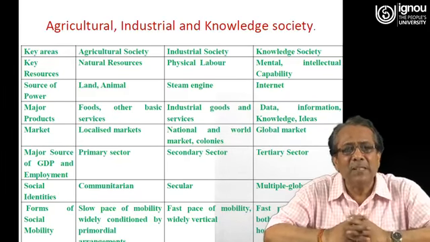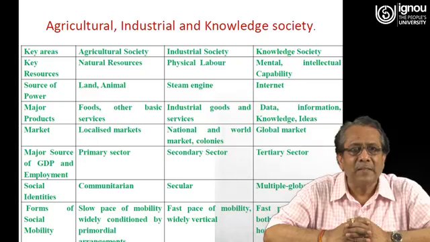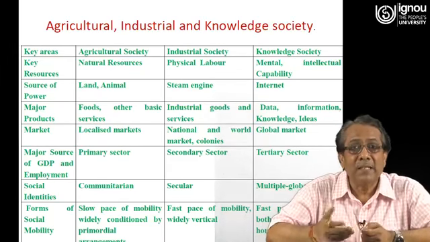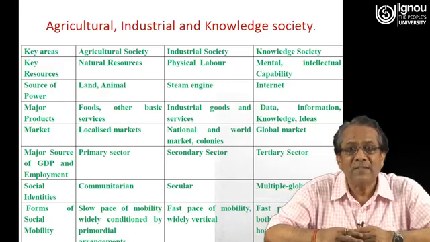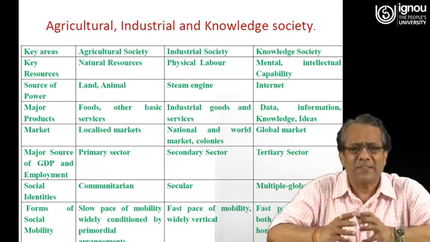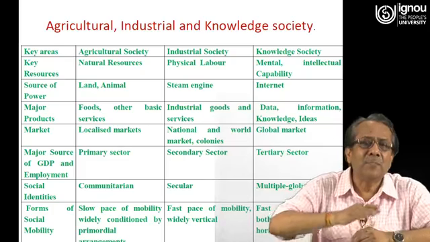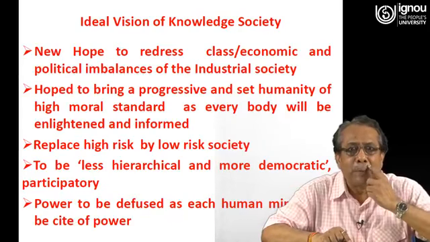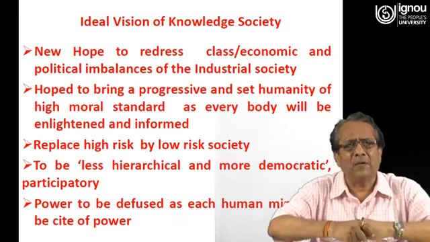As for the forms of mobility in these three types of society, we find that in agricultural society it is slow, in the industrial society quite fast, and in the knowledge society it is very fast. So, we find the space of social mobility in these three societies is quite different.